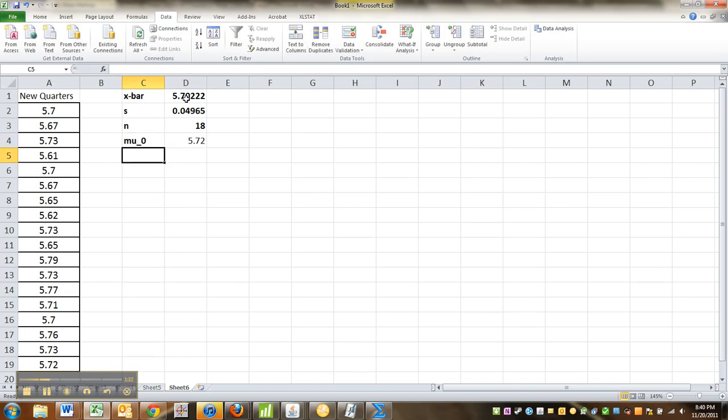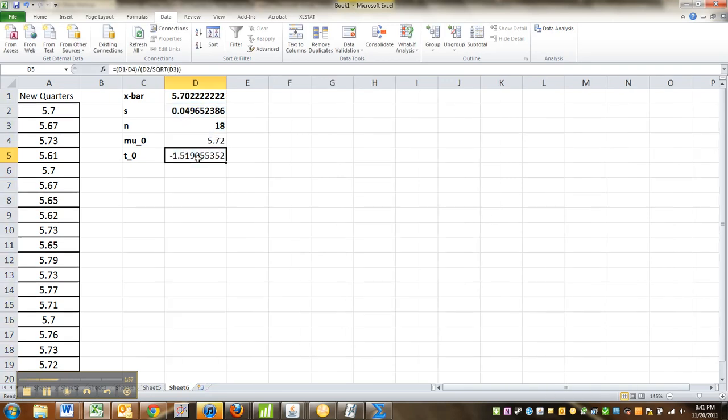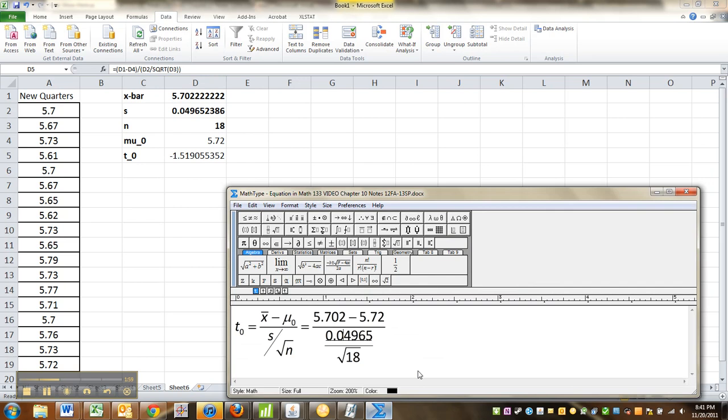All right. So now T0, that test statistic, is equal to parentheses 5.702, which was D1, minus D4, close parentheses, divided by parentheses S divided by SQRT of N. Close my other parentheses, enter. And there you go. It's negative 1.519. Let me type that in. Equals negative 1.519.